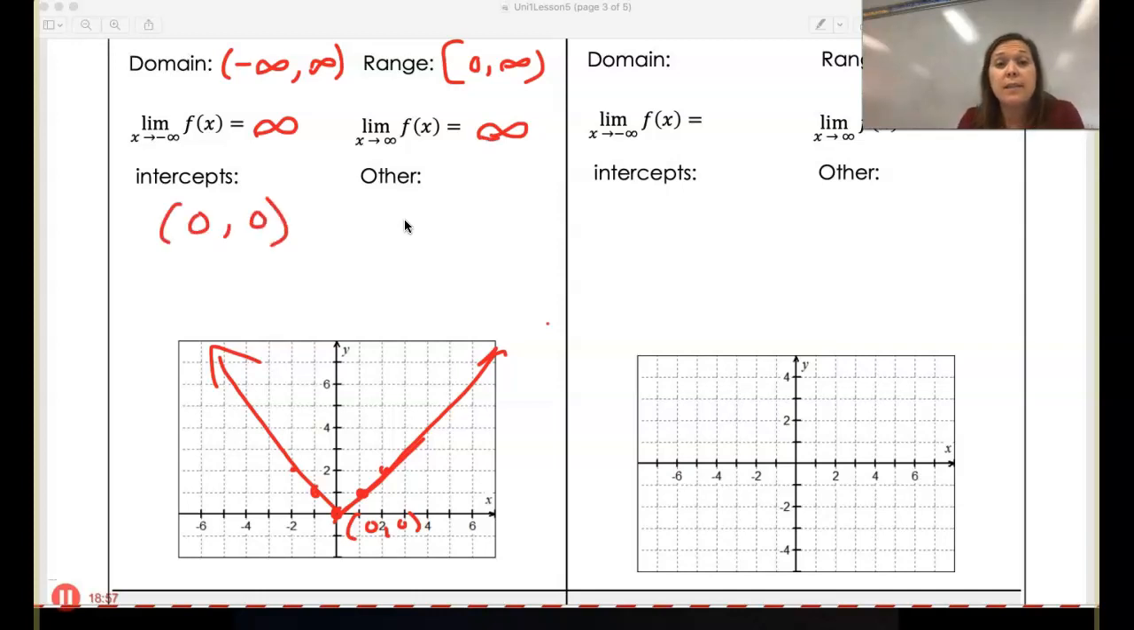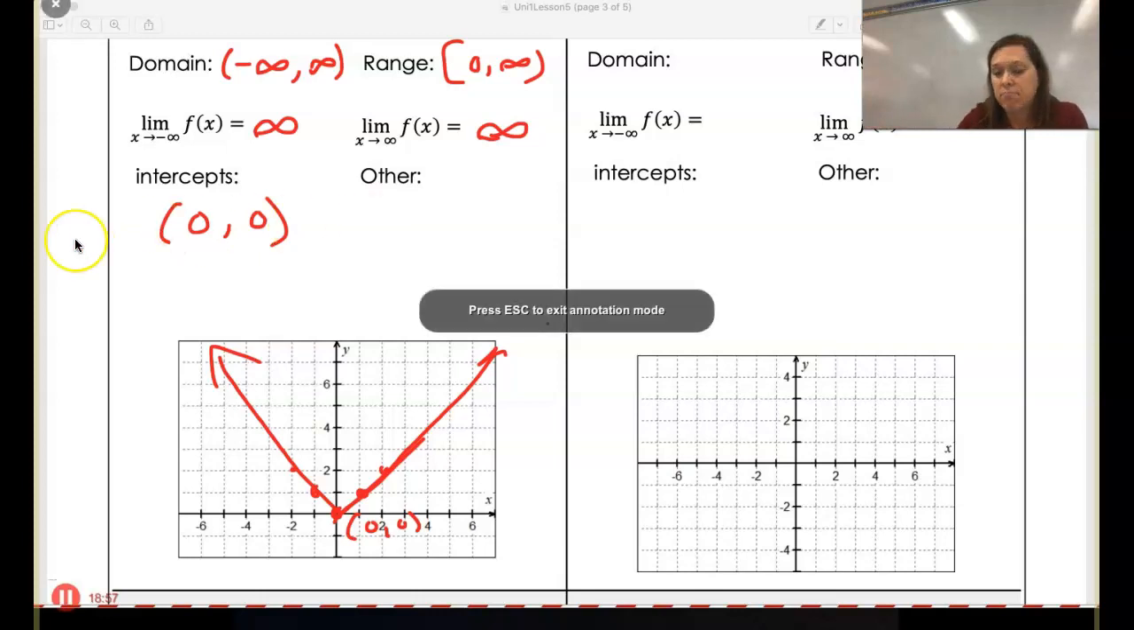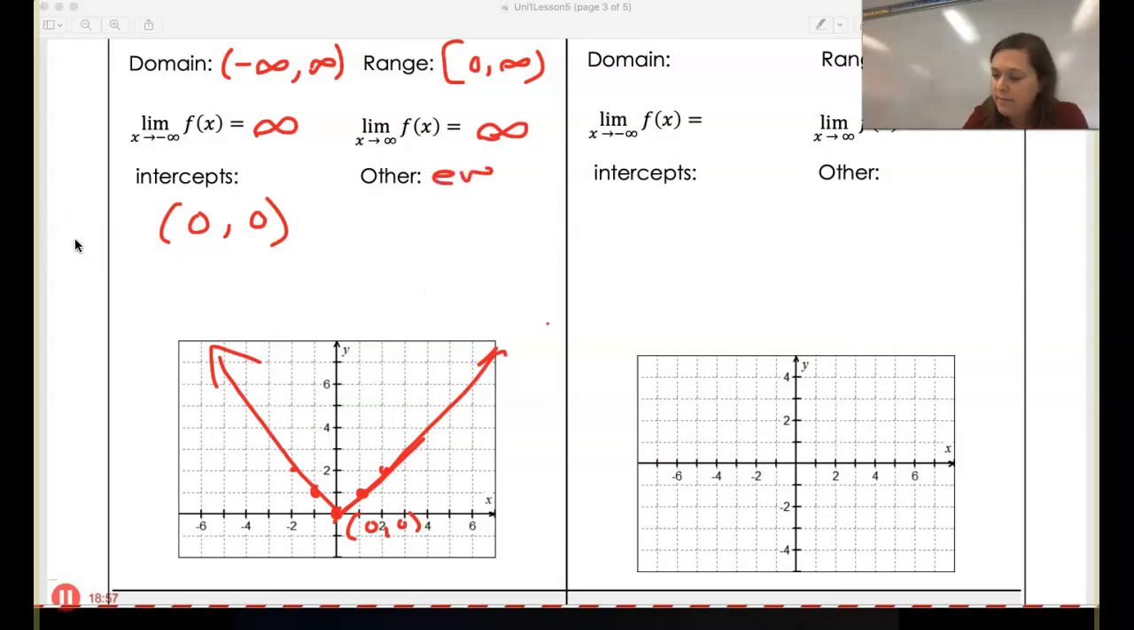Let's talk about symmetry. Symmetric on the y-axis. Yep, so that makes it even. It's continuous. Is it bounded? Bounded below.